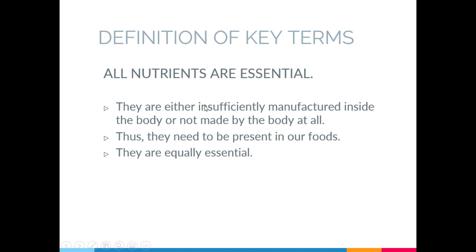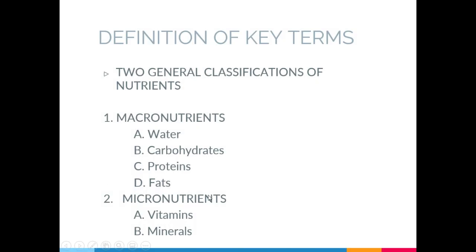Kay ingon diri, they are either insufficiently manufactured. Okay? So anything that we can manufacture inside our body nga sufficient ang amount, nga enough ang amount, is not considered an essential nutrient. Okay? So they need to be present in our foods, katong mga essential nutrients. And all of them are equally essential. Although, mas dako atong kinahanglan sa macronutrients compared sa micronutrients, but all of them are equally essential.